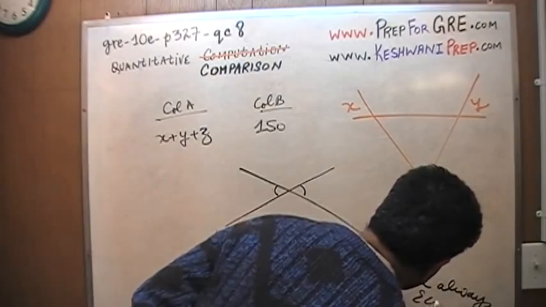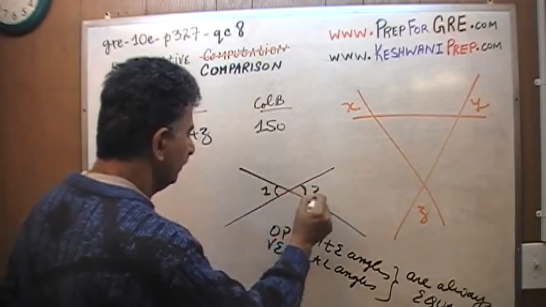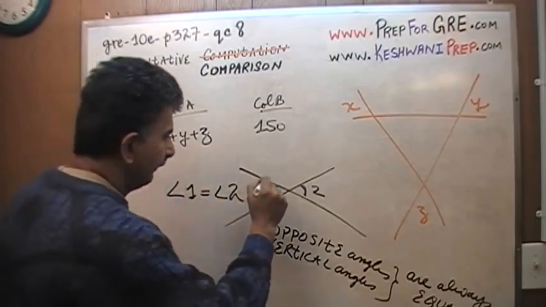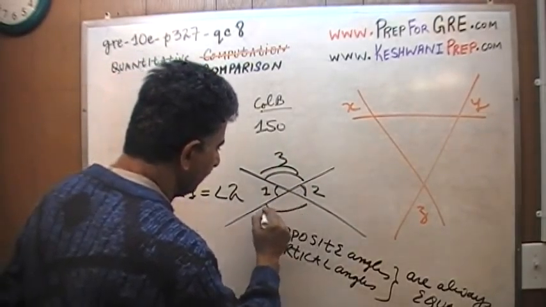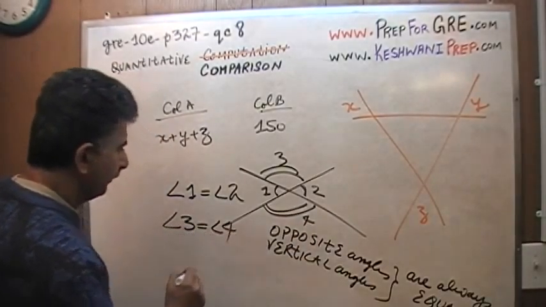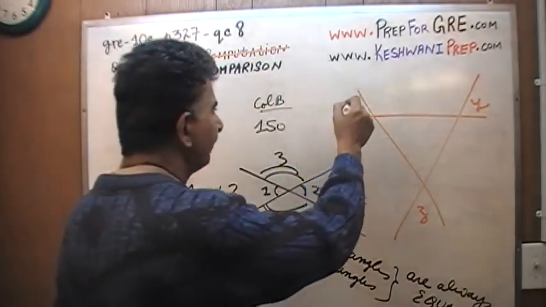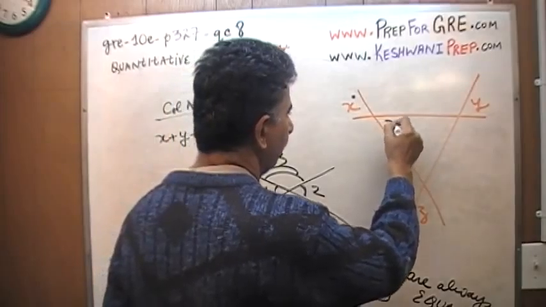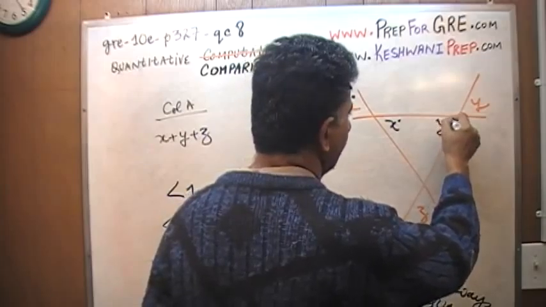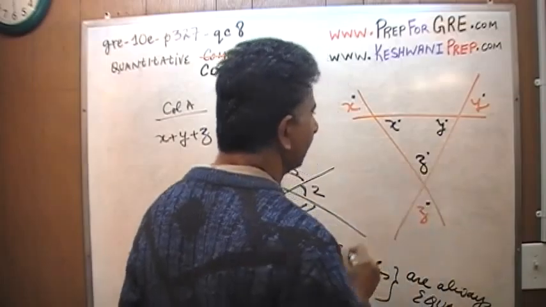Are always equal. In other words, this angle here equals this angle, let's call them 1 and 2. So here, angle 1 equals angle 2. And this angle here, angle 3, will equal angle 4. So that's the concept that we can apply there. So if this is x degrees, then this opposite angle is also x degrees. If this is y degrees, then this opposite angle is also y degrees. And if this is z degrees, then the opposite angle is also z degrees.